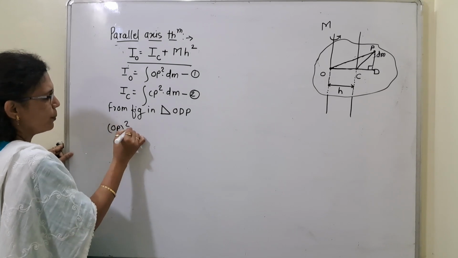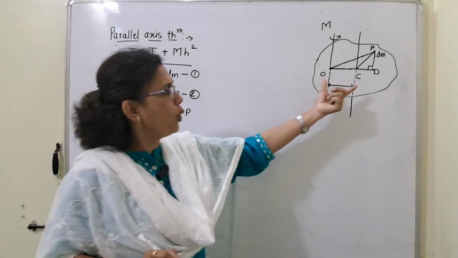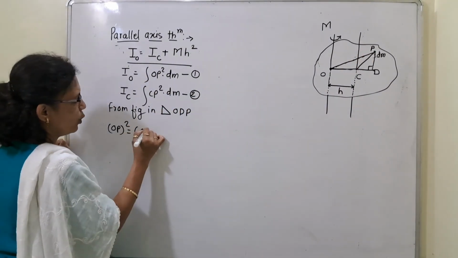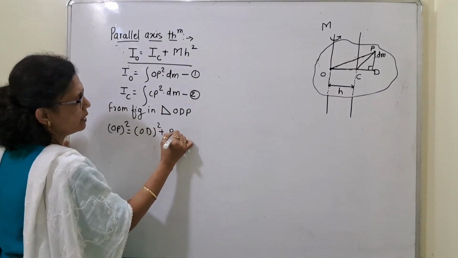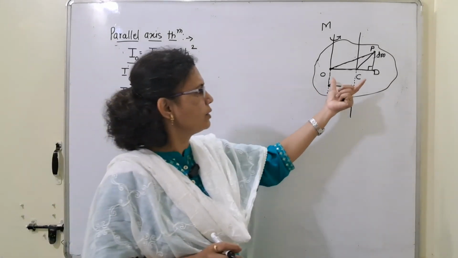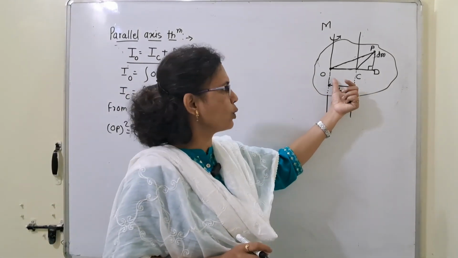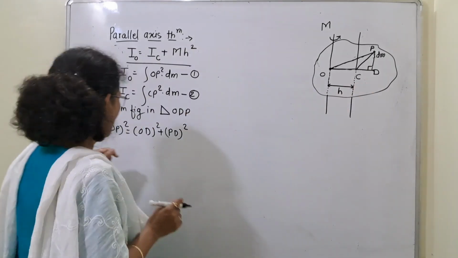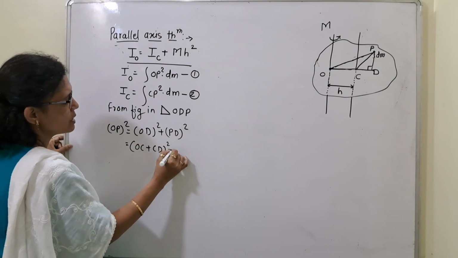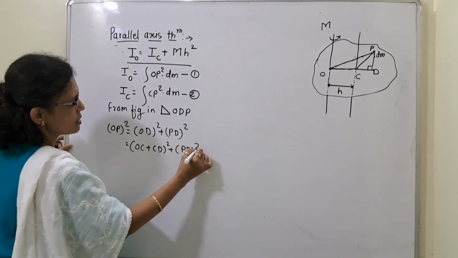Hypotenuse square, that is OP square, is equal to OD square plus PD square. Therefore, OD square plus PD square. But what is OD? See here, what is OD? OD is nothing but OC plus CD. So I will write (OC plus CD) whole square plus PD square.